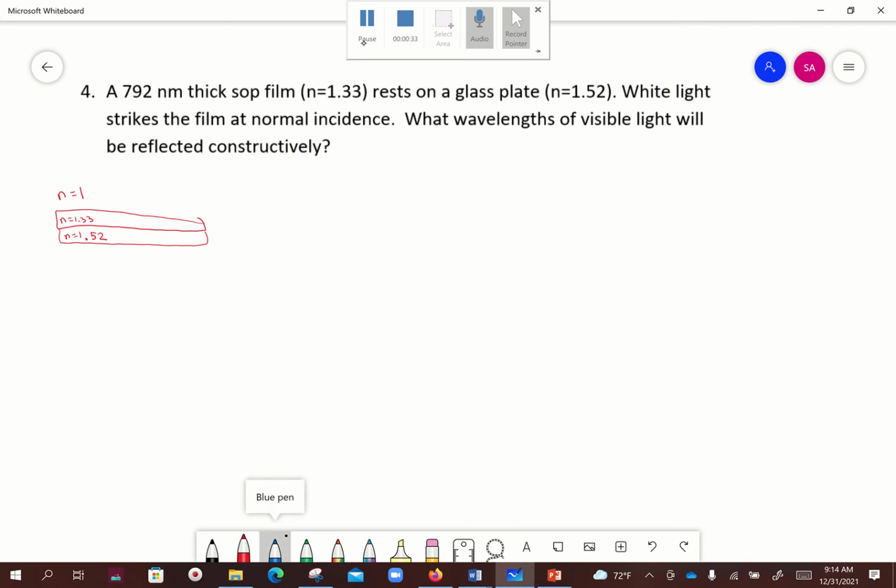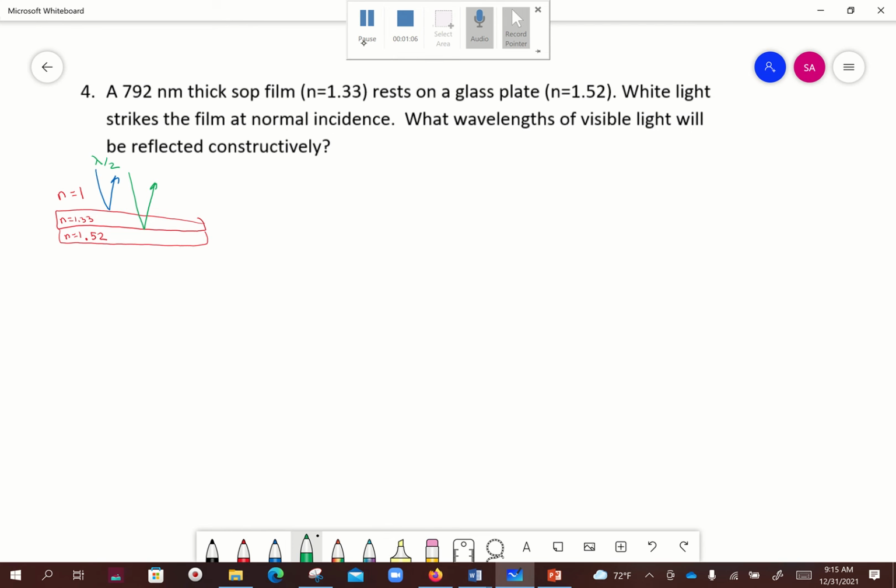So I've got my two rays of light. One bounces off the top of the soap. The other one bounces off the bottom of the soap, which means the top of the glass. So we need to know what's the wavelength change on reflection. So remember, if it goes from a low to a high, that's a hard reflection. It has a wavelength change of half a wavelength. So I've got n equals 1 to n equals 1.33 for the blue one. So that's going to be hard. That's going to be a lambda over 2 shift.